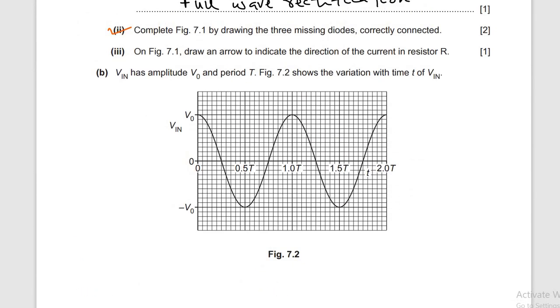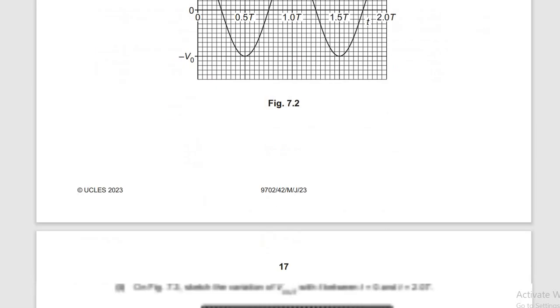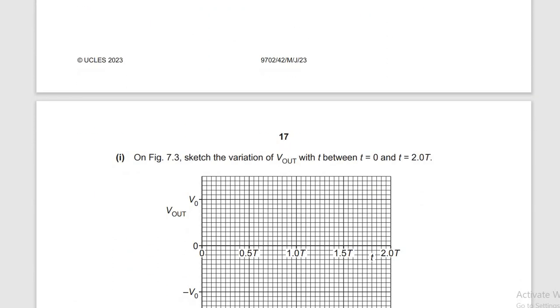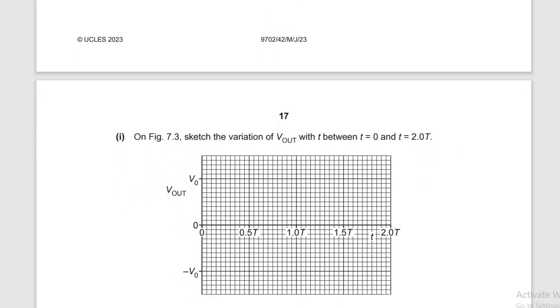Now, the next one is a graph. Voltage in is plotted against period as shown, as you can see. It says sketch the variation of V out. This is sketch V out, the output voltage.